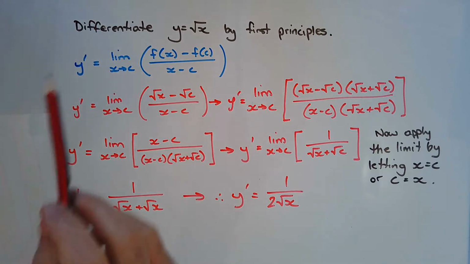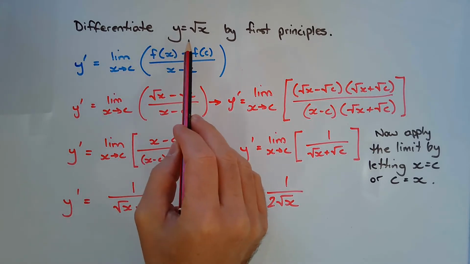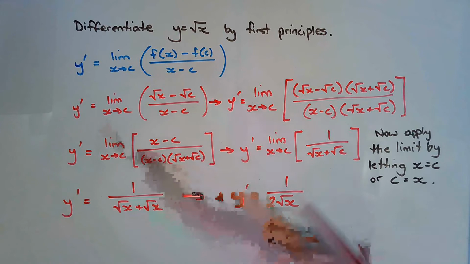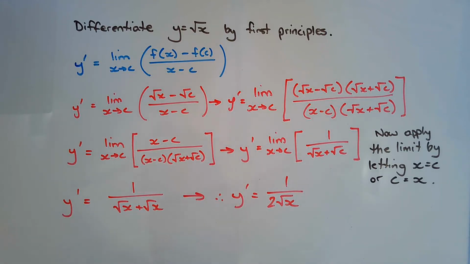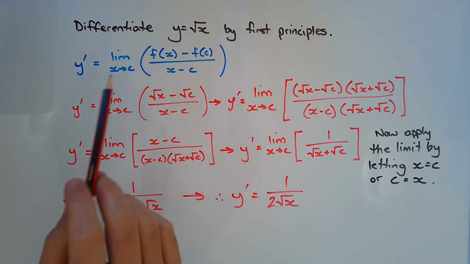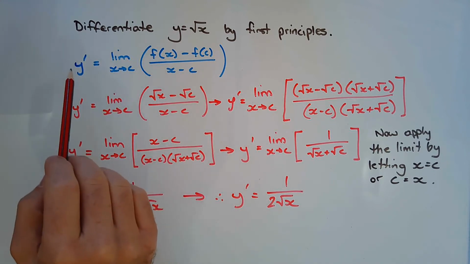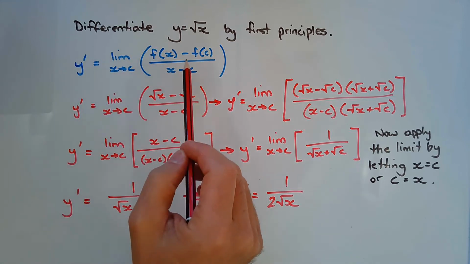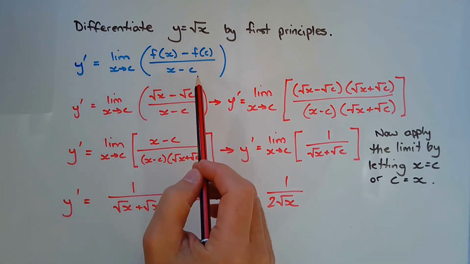In this video, we're going to look at differentiating the function y equals the square root of x by first principles. And to save some time, I've pre-written the proof, but I'm going to go through that with you to assist your understanding. Now, this proof is based on the alternative limit definition of the derivative, which is y dash equals the limit as x approaches c of f of x minus f of c over x minus c.